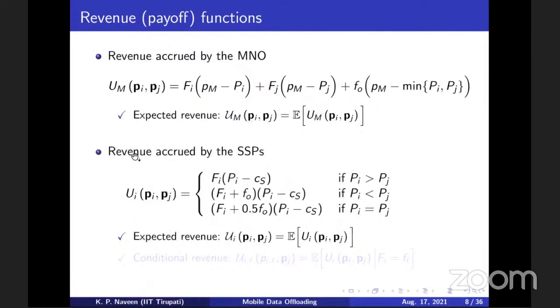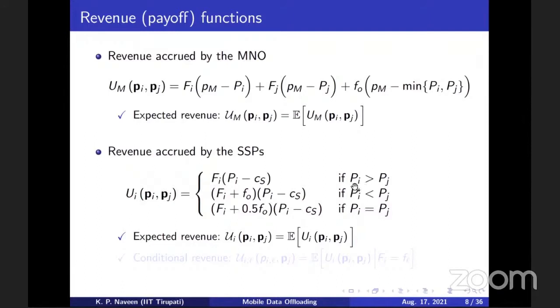So similarly, I can talk about the revenue generated by the SSPs also. So let's carefully go through these equations. The details of the model will become much clearer here. Now, given the price vector, what is the utility or the revenue accrued by SSP i?